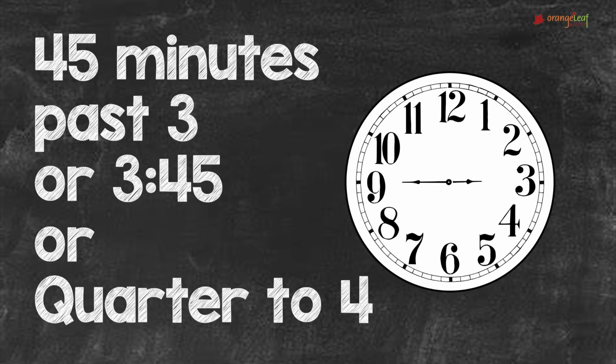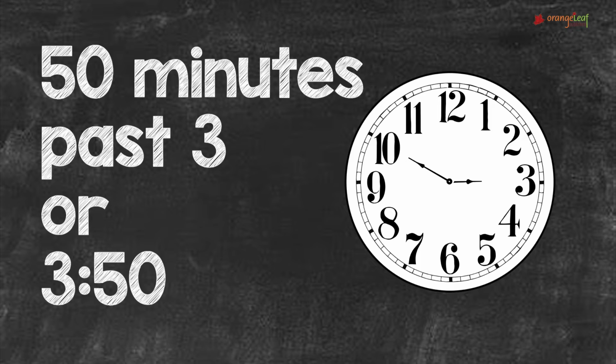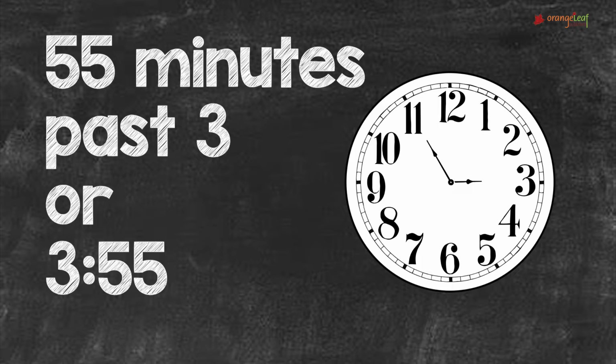When the minute hand comes over 9, we see that it has completed 45 minutes. So the time is 45 minutes past 3 or 3:45 or quarter to 4. At the next number, 50 minutes have passed. So the time is 50 minutes past 3 or 3:50. At the next number, the time is 3:55 since 55 minutes have passed. I hope you understood that. Let's test it out with an exercise.